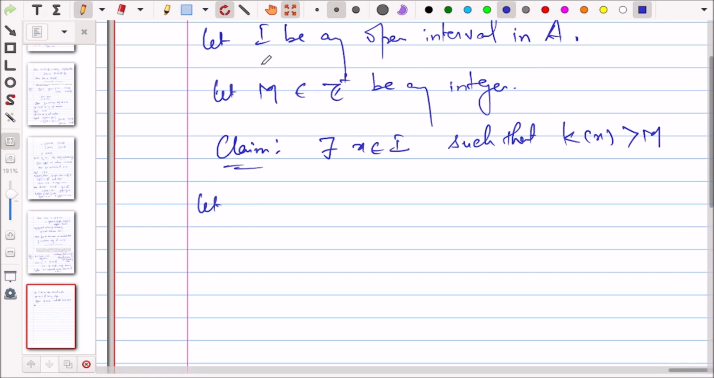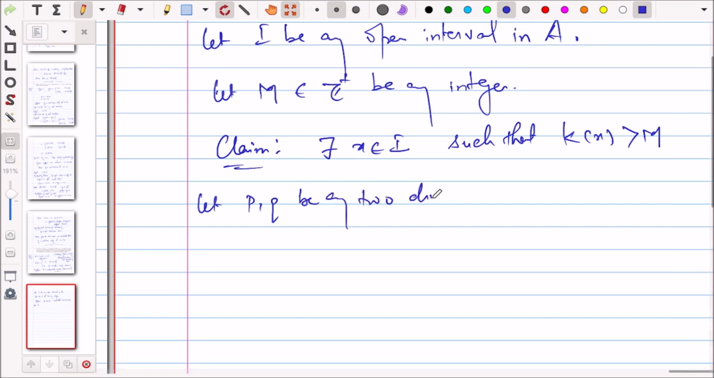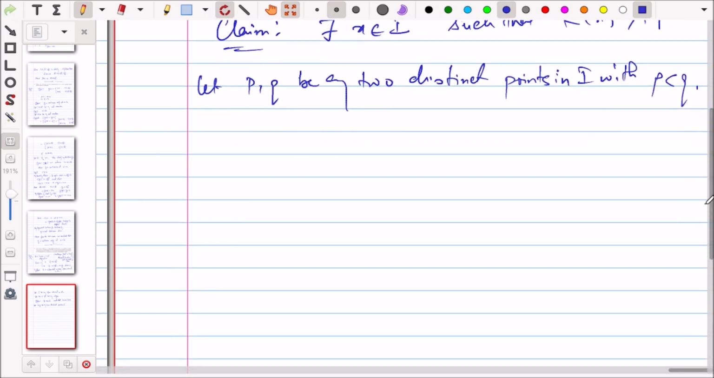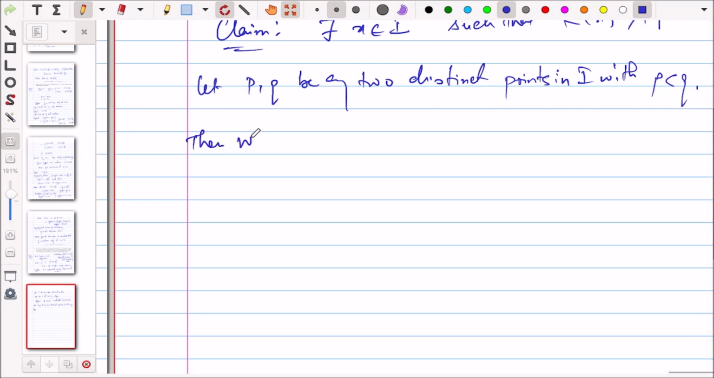Because I is any open interval, we can choose any two points, because every open interval contains infinitely many points. So we can always choose two distinct points in I. Let p, q be any two distinct points in I with p less than q.